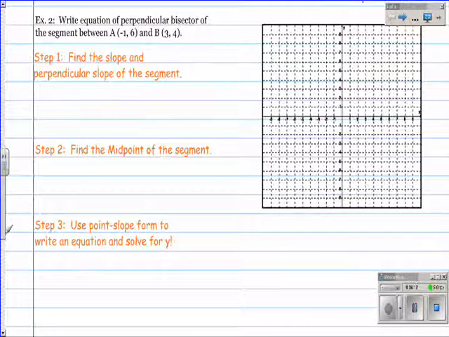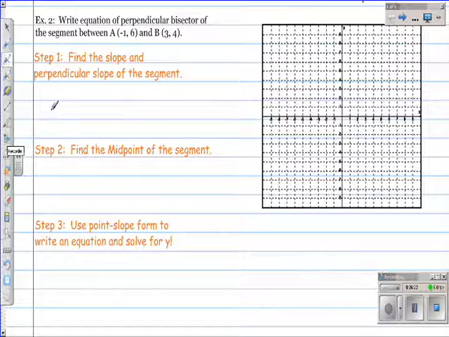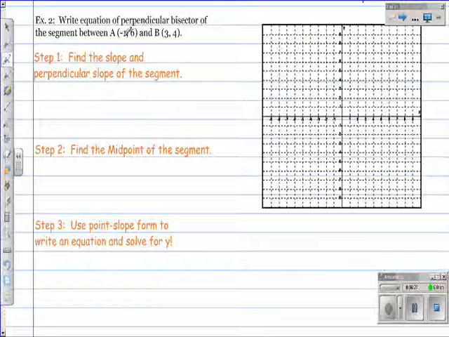Okay? From here, what we're going to do is practice writing the equation of a perpendicular bisector of a segment when you're given the two points. Well, first off, you have a graph. Go ahead and glue your graph grid into your notes at this point, okay?